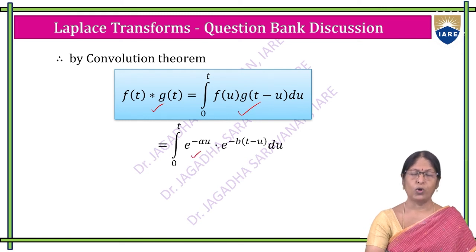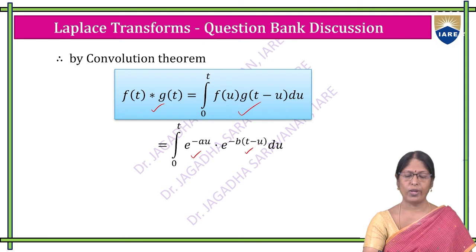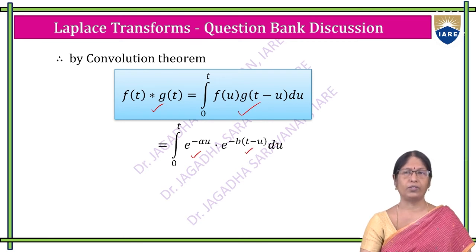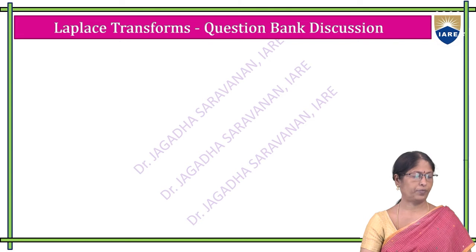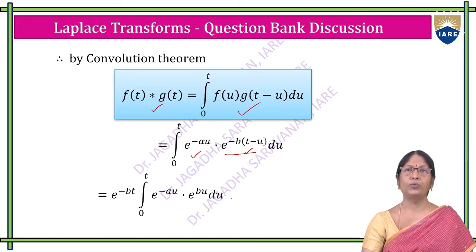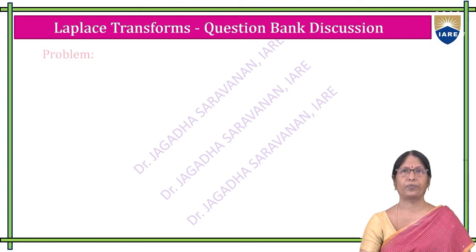Here, t is replaced by u for f, and for g, t is replaced by t minus u. According to the exponential law, the terms are split, and we will do the integration with respect to u, and we apply the limits to reach the final solution.